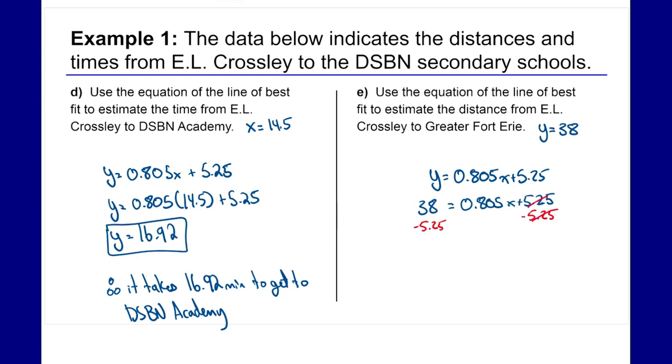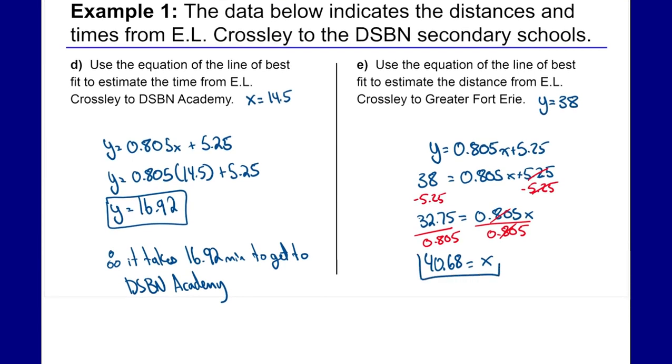One side is going to cancel out. I'm left with 32.75 equals 0.805x. I'm going to divide both sides by 0.805. One side cancels out, and I'm left with x is equal to 40.68. So 40.68, or roughly 40.7, or roughly 41.